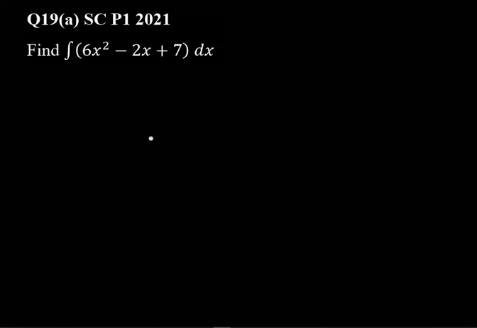This is our next question. Again, you see, we're just asked to find the integral of 6x squared minus 2x plus 7 with respect to x. So we can just write that down: 6x squared minus 2x plus 7 with respect to x. Then we start finding our solution.